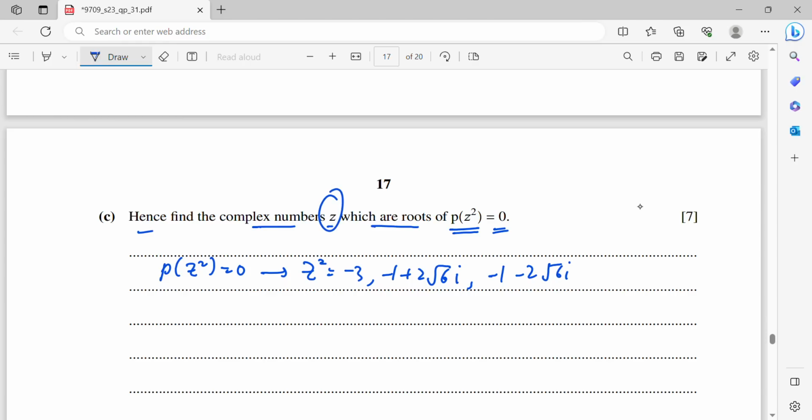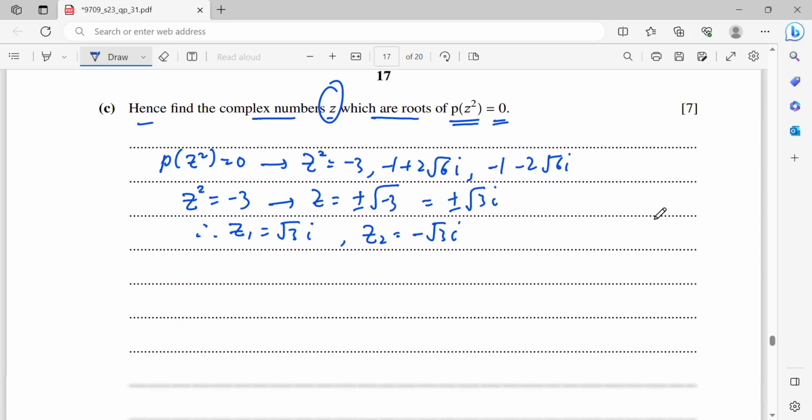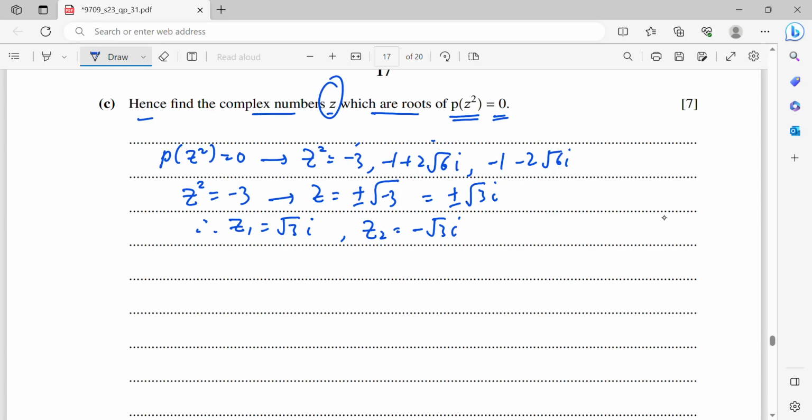And now you need to find the z, which means if z squared equals minus 3, then z is going to be plus minus square root of minus 3. Then I will get plus minus square root 3i. That will be my z1 equals root 3i. z2 is minus root 3i. Okay, I'm going to get the z now because all these are z squared.